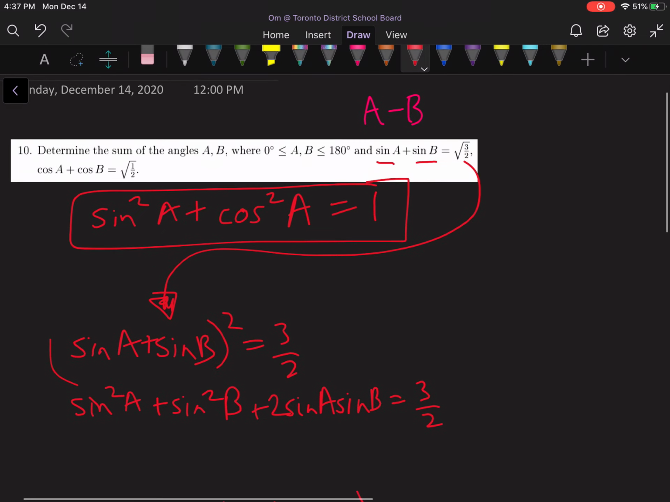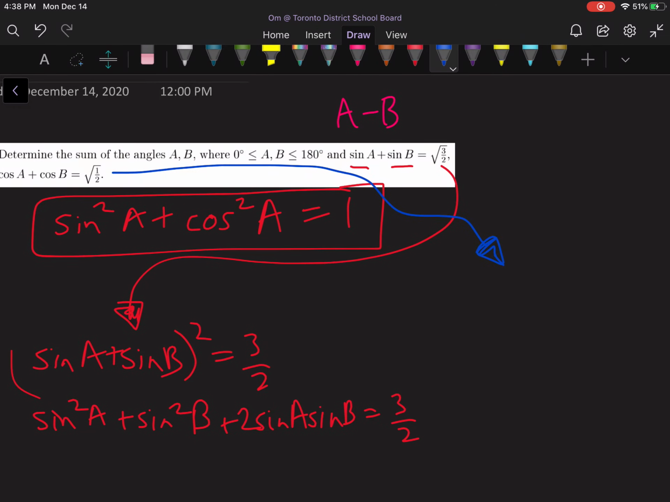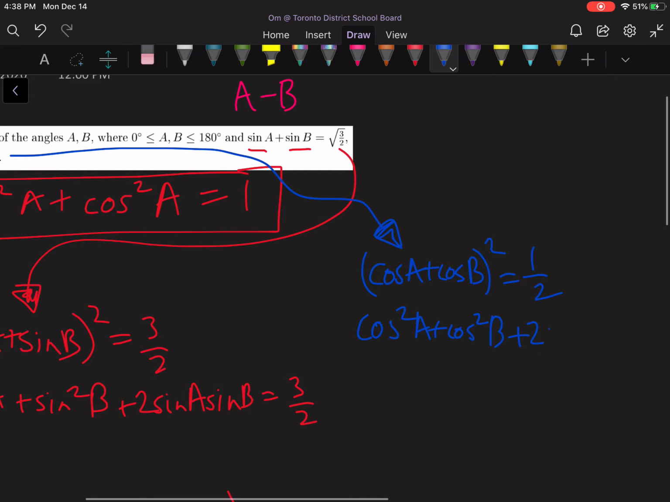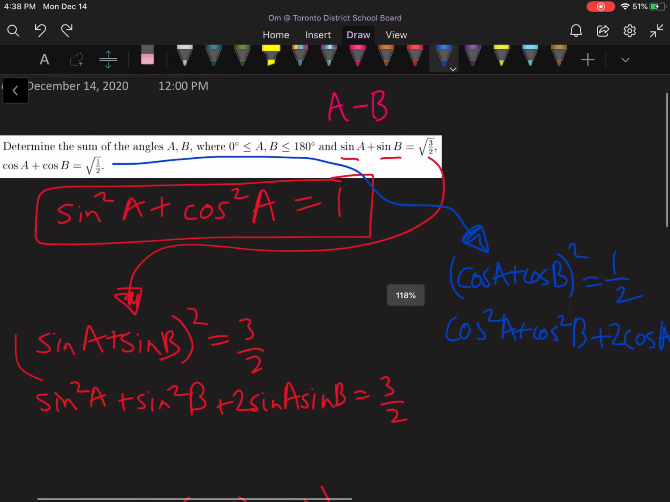Our second equation, let's square that now. I'm going to do it in a different color. So cos A plus cos B squared equals root 1 over 2 squared, which is just 1/2. And so the left hand side simplifies to cos squared A plus cos squared B plus 2 cos A cos B equals 1/2. Now, at this point, it doesn't really seem obvious how we could use the Pythagorean identity, right?